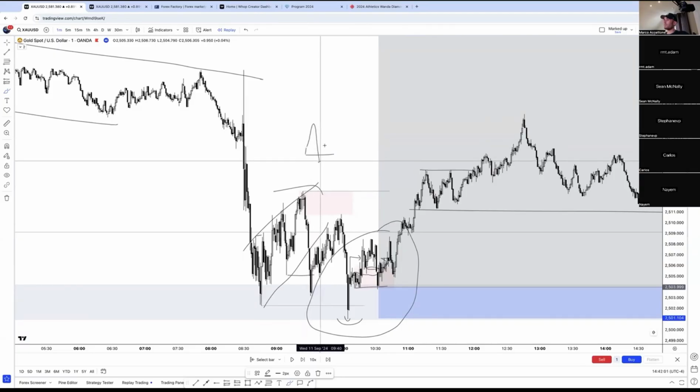Okay, liquidity block formed. Build up. Taken out. Okay, taken out here. Liquidity block. Buy. Okay, buy.